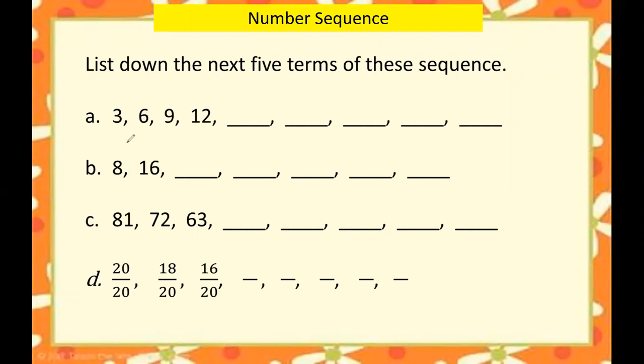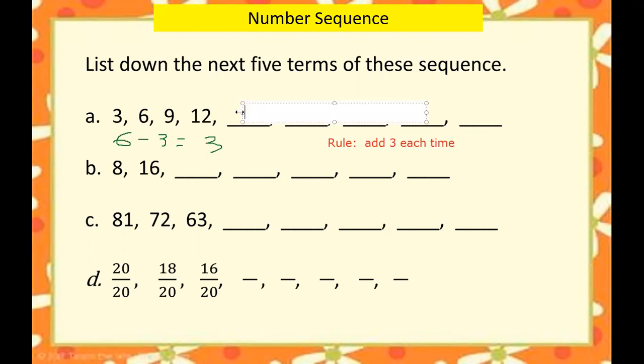The first thing you have to do is know the rule. So we subtract the second term minus the first term. 6 minus 3 is 3. Is it going to be addition or subtraction? You can see that the numbers are increasing, in ascending order: 3, 6, 9, 12. Therefore, we are going to add each time. The rule here is add 3 each time.